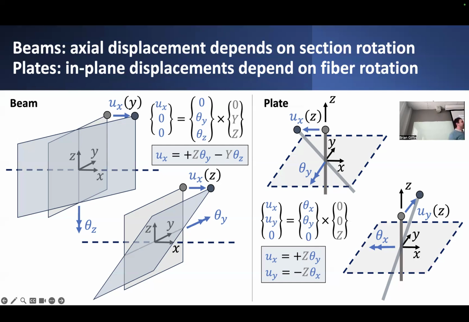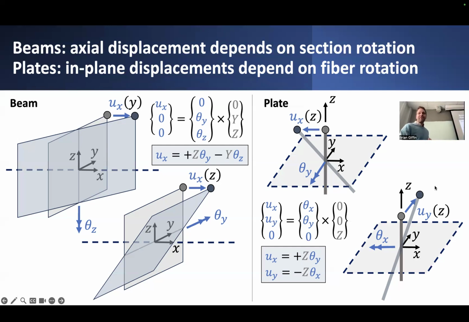And I can also look at what happens to various points that vary only with z coordinate through the depth of the plate. Taking this cross product, I basically get two expressions, one relating the x displacement to the y rotation, and another which relates the y displacement to the x rotation, both of which vary linearly with the z coordinate through the depth of the plate. All right, so a little bit complicated, a little bit of a departure from what you might be used to thinking of, how these things vary. But really the thing I want you to take away from this is that axial displacement varies linearly with the in-plane dimensions of the cross-section or with the z dimension through the depth of the plate.